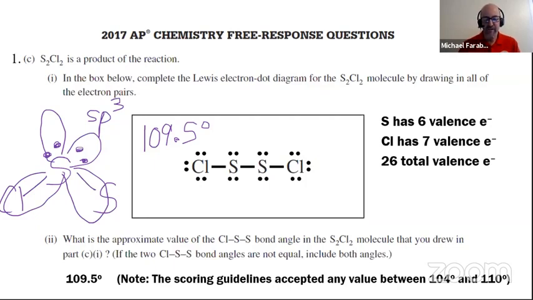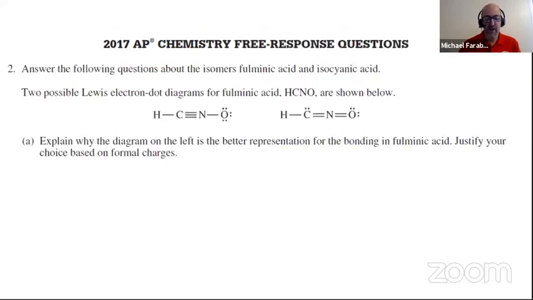All right, moving on to our next question. We have 2 Lewis electron dot structures for something called fulminic acid: hydrogen, carbon, nitrogen, and oxygen. They have already given us that the diagram on the left is the better representation. Justify your answer based on formal charges.